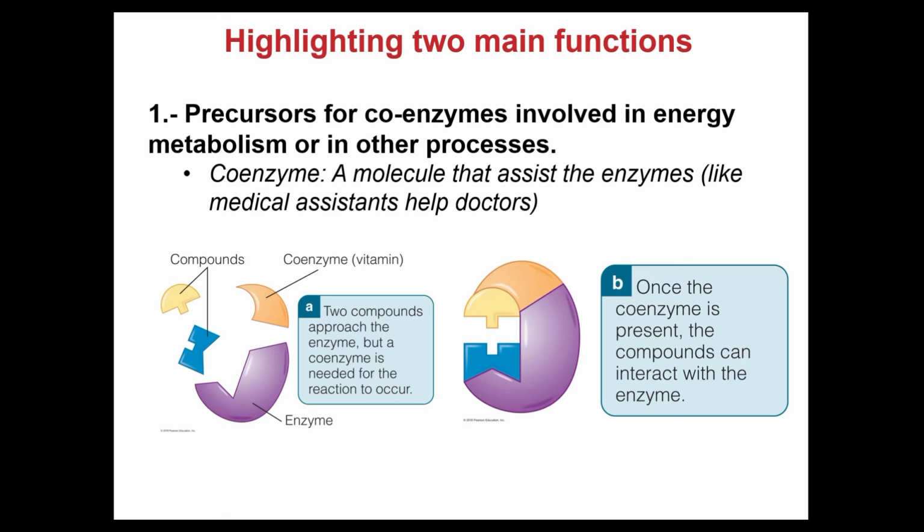And the picture in the slide is trying to show you a simplified view of this action. Think of this as a key that will only be able to open if the coenzyme is present. So, for example, two compounds approach the enzyme, but the reaction can't take place unless the coenzyme is there. Once the coenzyme is there, we have a perfect fit, and then the products can interact with the enzyme, and therefore the enzyme can perform its function.